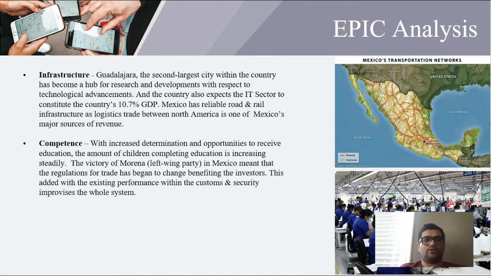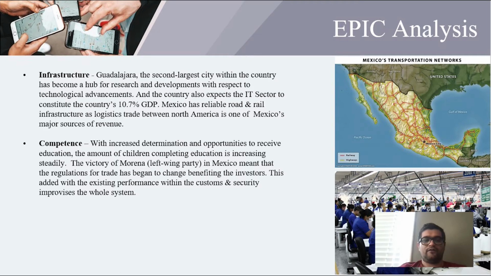Infrastructure. Guadalajara, the second largest city in the country, has become a hub of R&D with respect to technical advancement. The country also exports in the IT sector, which constitutes 10.7% of GDP. Mexico has reliable road and rail infrastructure. The logistics trade with North America is one of the major sources of revenue.